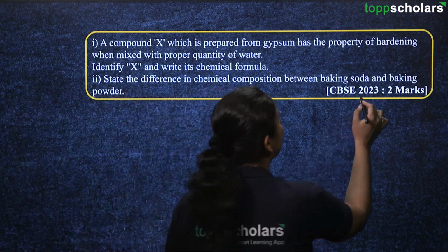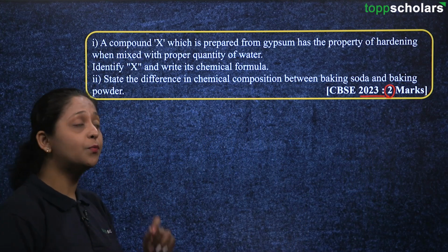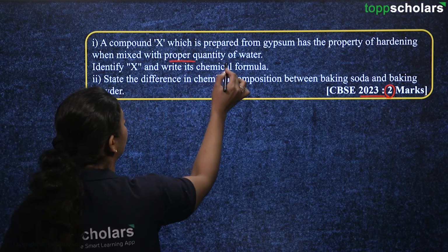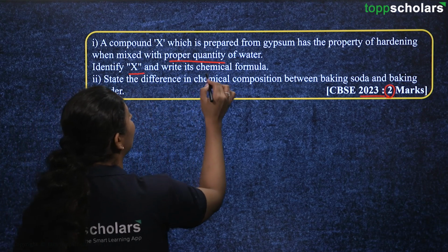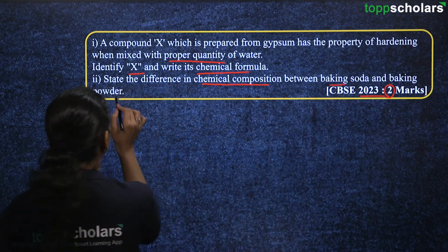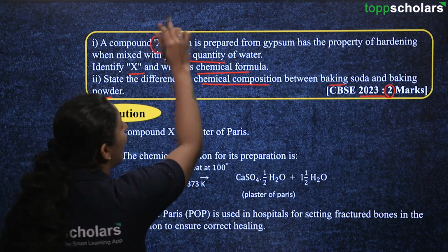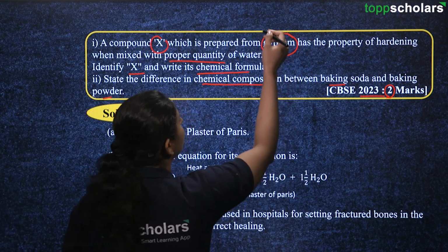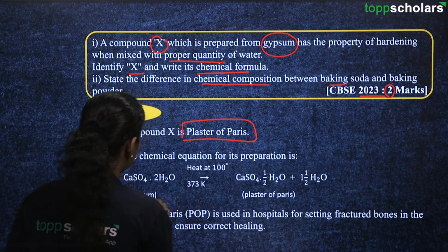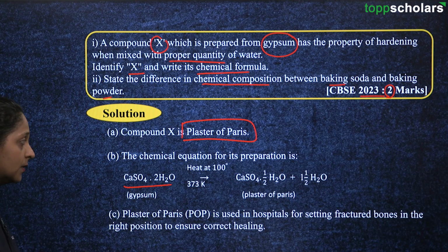Another question from the year 2023, students, a 2-marker question. Compound X, which is prepared from gypsum, has the property of hardening when mixed with a proper quantity of water. You have to identify X and write its chemical formula. Also state the difference between the chemical composition of baking soda and baking powder. Here the solution says that compound X, as it is prepared from gypsum, will be plaster of Paris. The chemical formula: this is gypsum, that is calcium sulfate with 2 water molecules as water of crystallization.